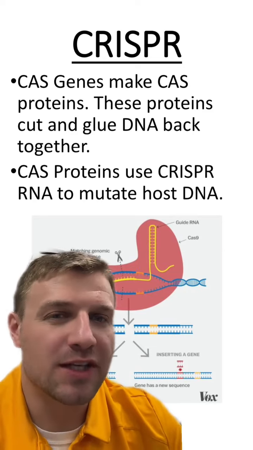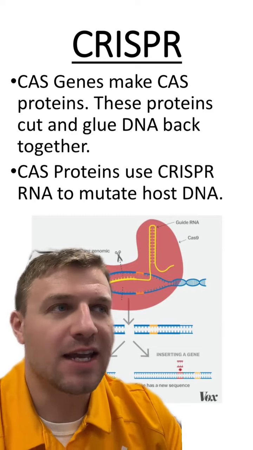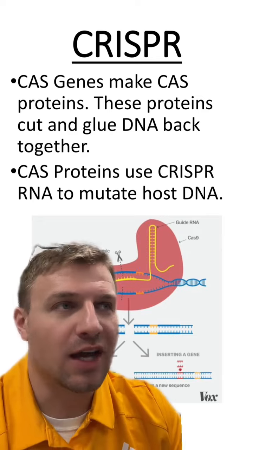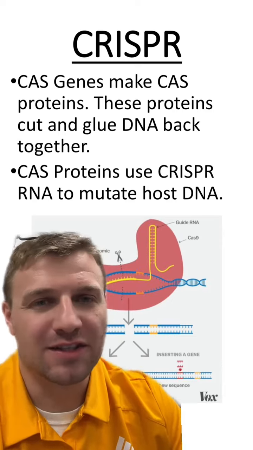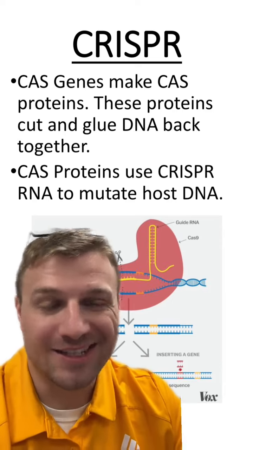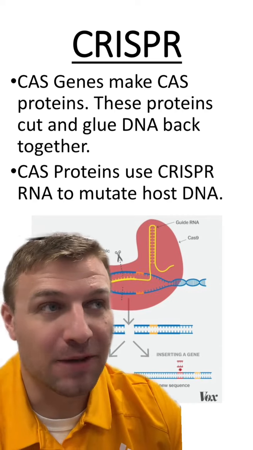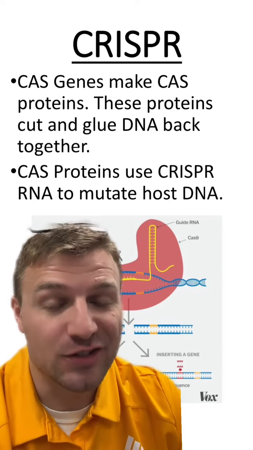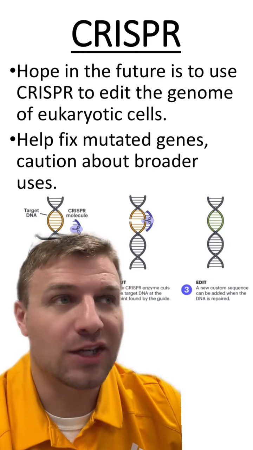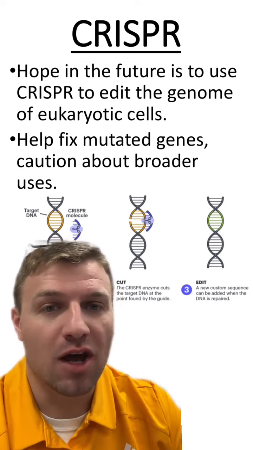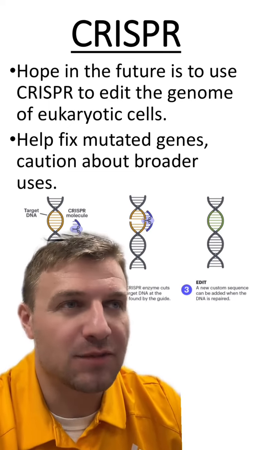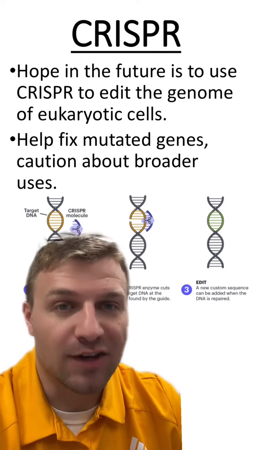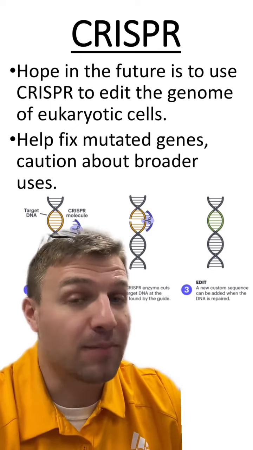Basically, the CRISPR genes along with the Cas9 proteins enable a bacteria cell to cut and glue DNA in specific locations. Now, there are a lot of intricacies that go along with CRISPR and how it does this. And this system is pretty complicated, but it's really interesting to dive into. The hope with CRISPR is that we can use it in the future to edit the genome of eukaryotic cells, because scientists are hopeful that we can use this system to mutate genes back into functional genes that make proteins that a person may need.